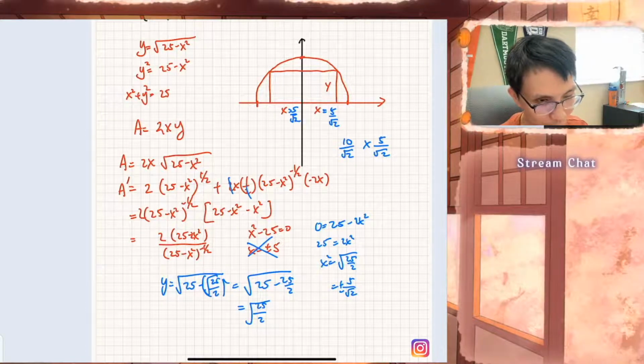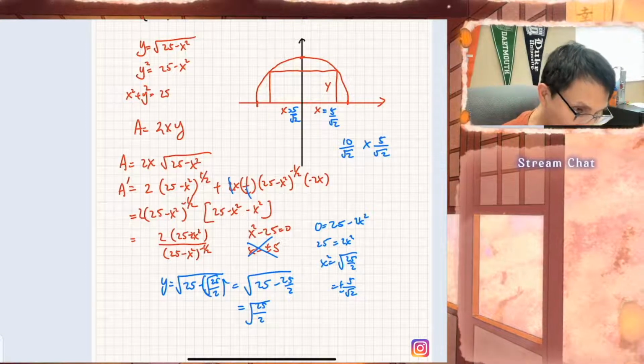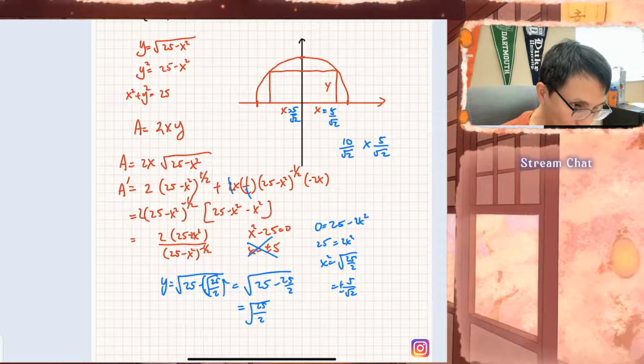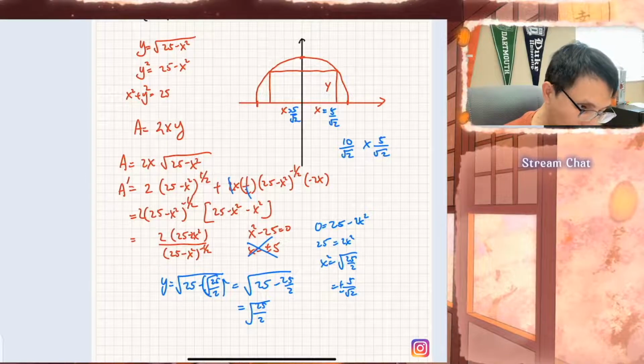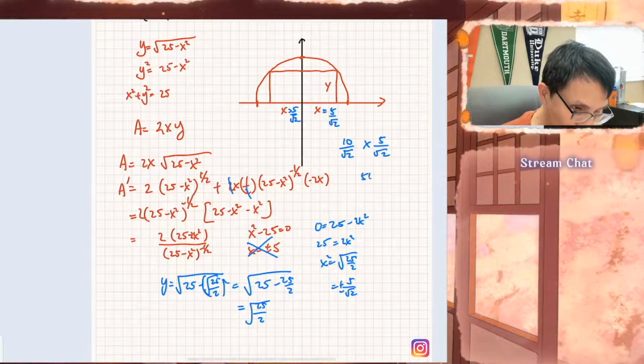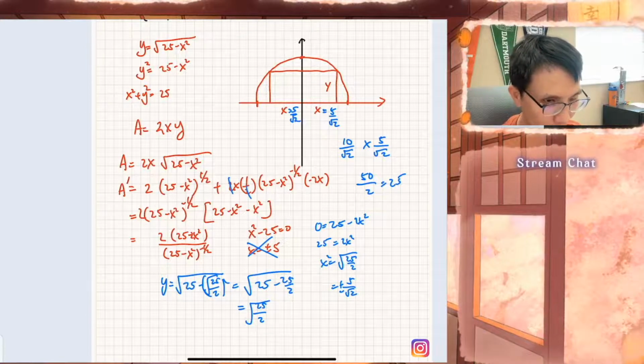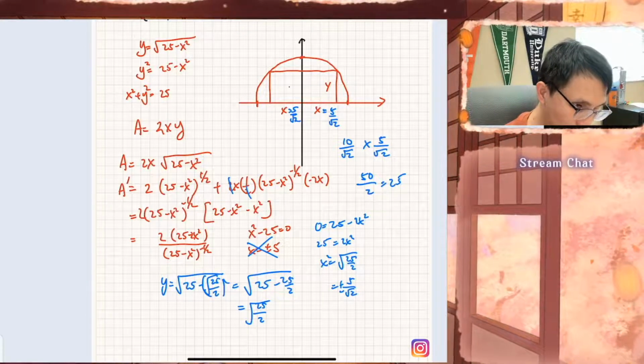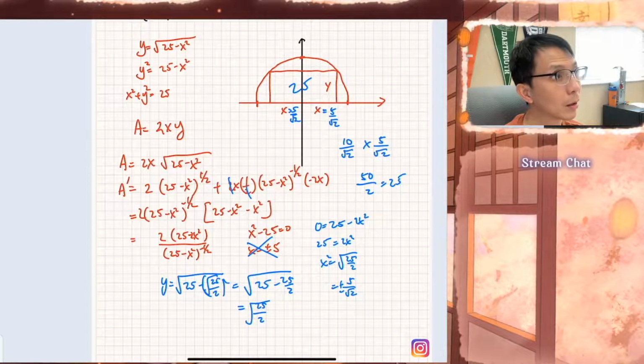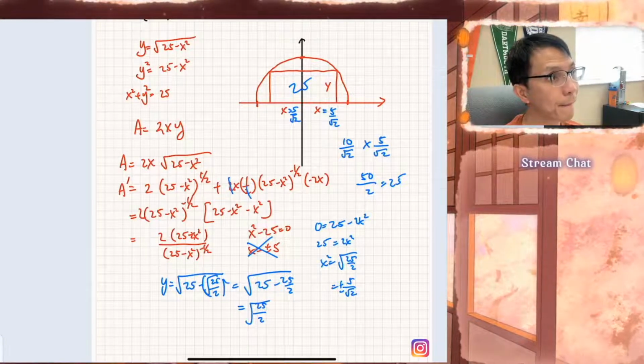And if you want to know the area, it's going to be 2 times that, which is, this is already 2. So it'll be 50 over 2, which is 25. So that is the area. Area is 25. Any questions?